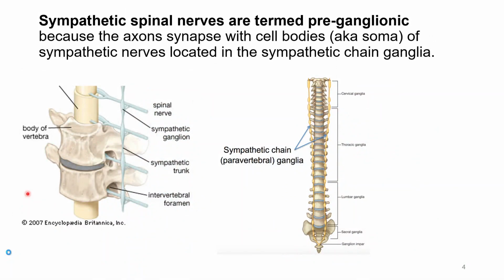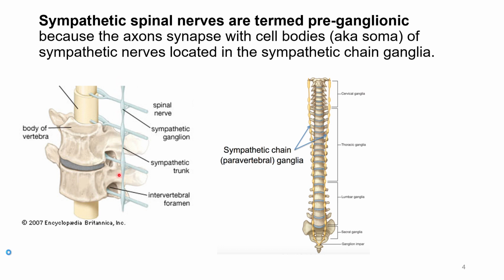Sympathetic spinal nerves are called preganglionic because the axons synapse with the cell bodies of sympathetic nerves that are located in the sympathetic chain ganglia. Here we see this sympathetic nerve, a group of axons, a fiber that's emerging through the intervertebral foramen, and this is going to be very short. It's going to immediately synapse with sympathetic ganglia.